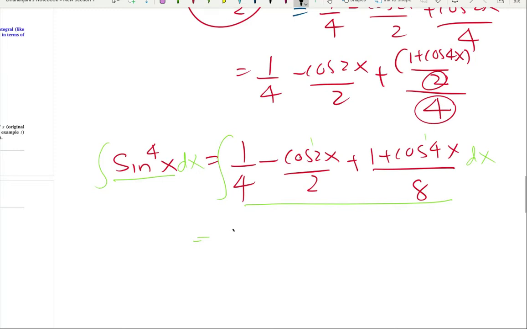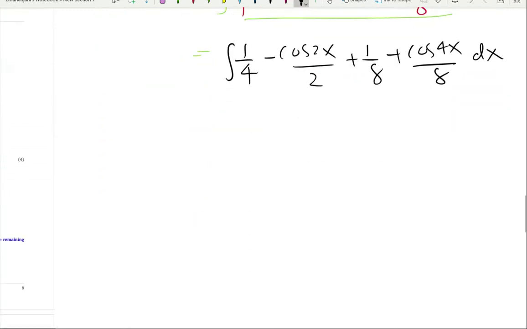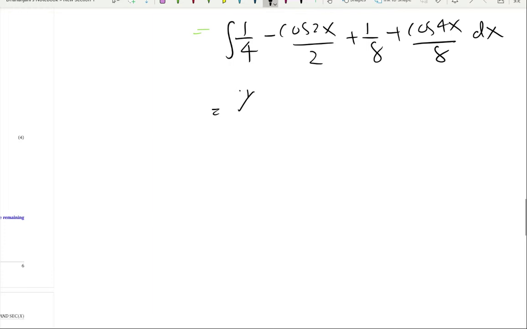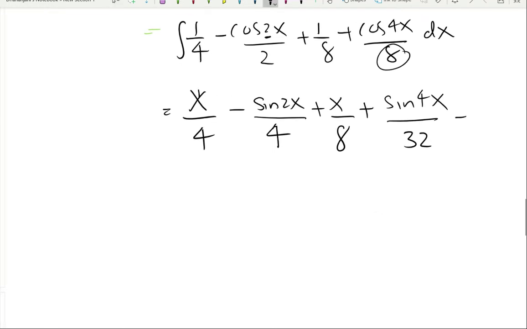Let me show you. So this is 1 over 4 minus, I want to simplify a little bit before I integrate. So I will divide each term in the numerator by 8. So it's 1 over 8 plus cosine 4x over 8. You integrate with respect to x. If you integrate 1 over 4, you get x over 4. If you integrate cosine 2x, you get sine 2x. You will divide by another 2 because you have a 2 here. So that 2 and this 2, 4. Here 1 over 8 is x over 8. Here if you integrate cosine, it's sine 4x, and you divide by 4, that 4 and this 8, 32. Plus C, don't forget that. So this is what you get if you integrate sine to the 4.